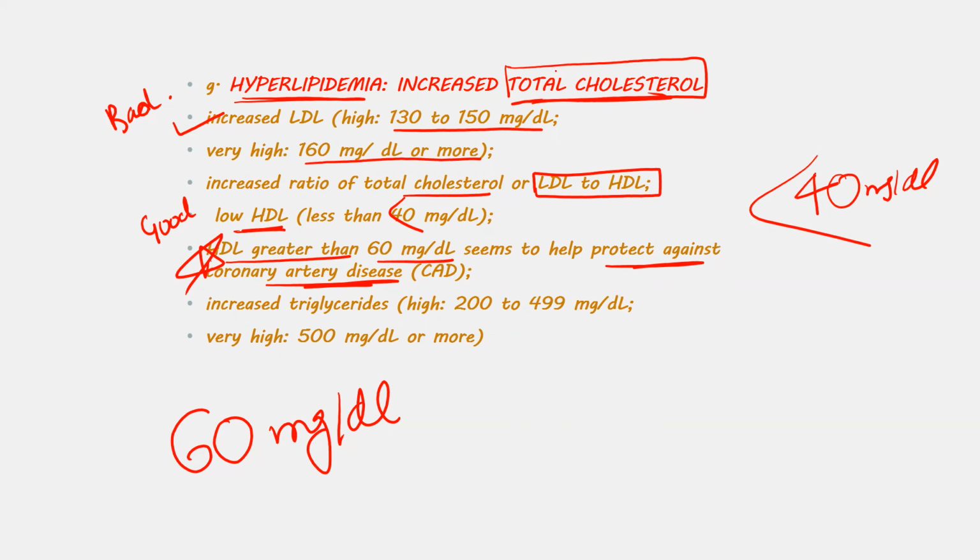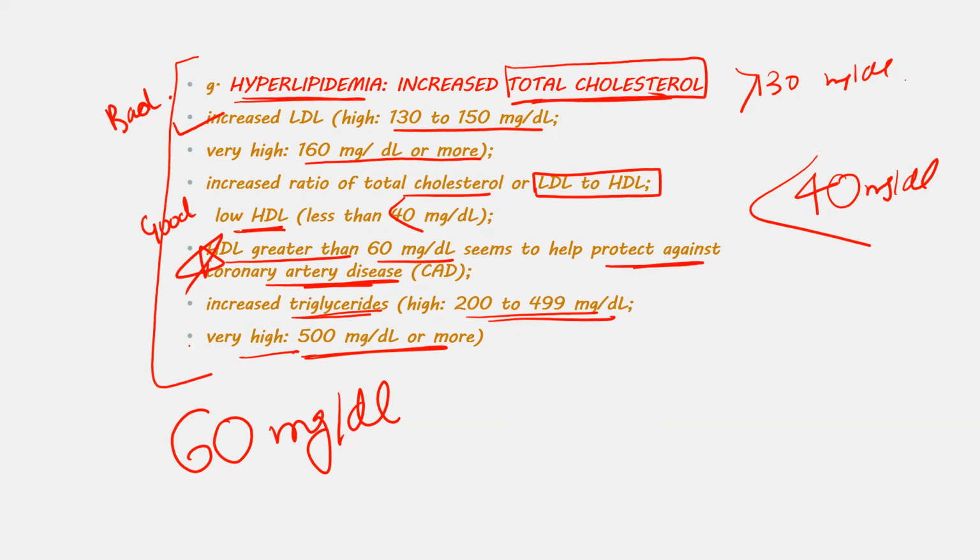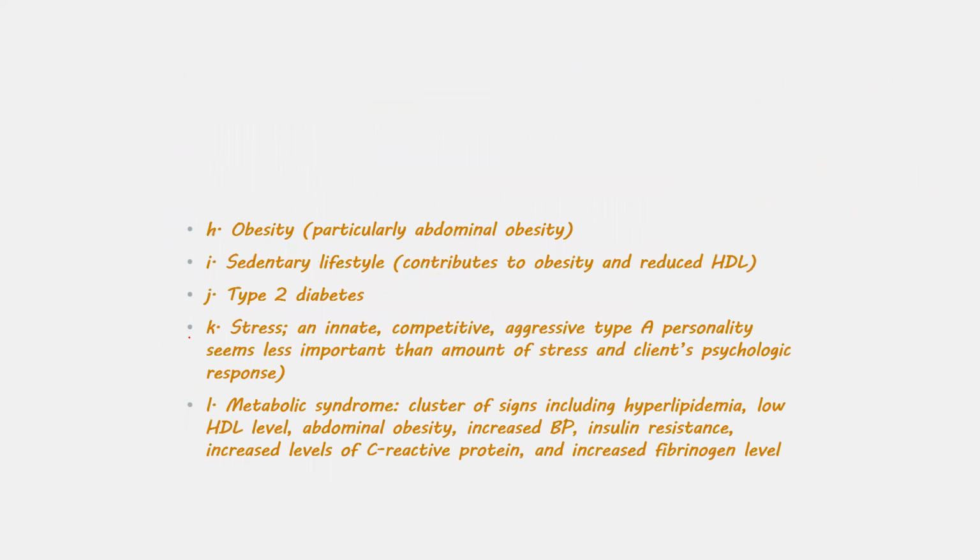But LDL will increase, more than 130 mg per deciliter. Triglycerides should be low, but here they will increase, ranging from 200 to 500, and in very high cases, more than 500 mg per deciliter. So all these values indicate that the patient has risk of coronary artery disease. Low density lipoprotein will be increased, high density lipoprotein will be low, and triglycerides will be high. Now moving on to the other risk factors.